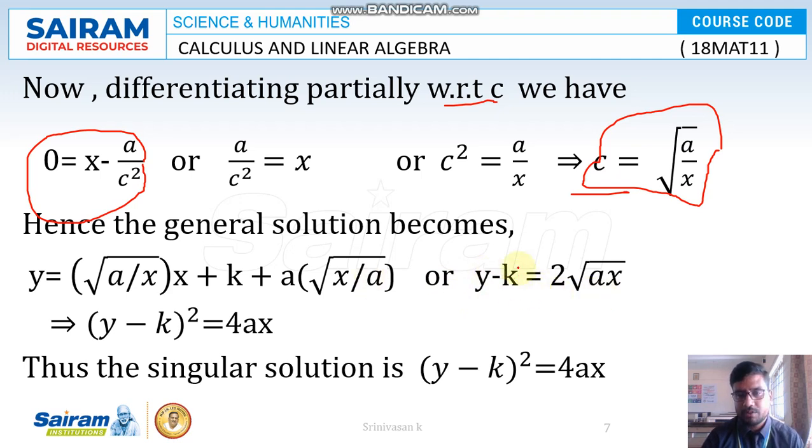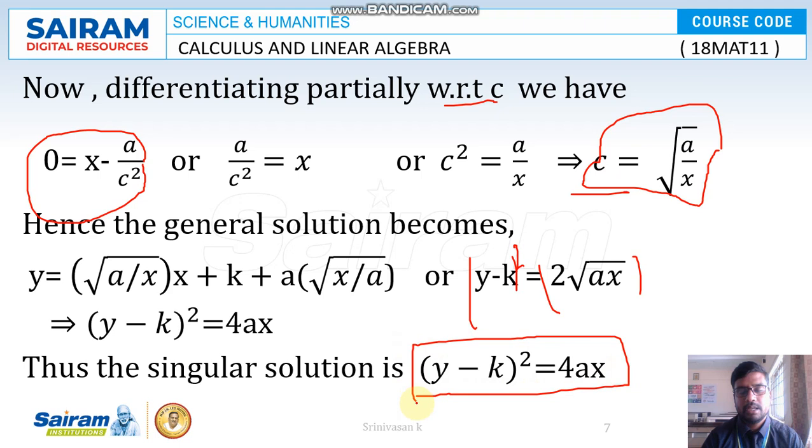So you have to simplify, then square on both sides. Squaring on both sides, we will get y minus k the whole square equal to 4ax. So this is the singular solution. So the equation of the singular solution is y minus k the whole square equal to 4ax.